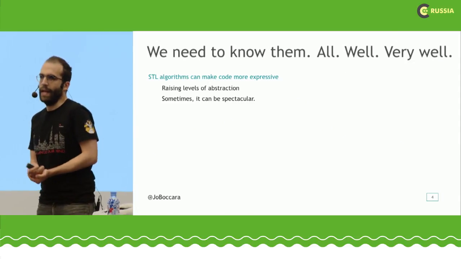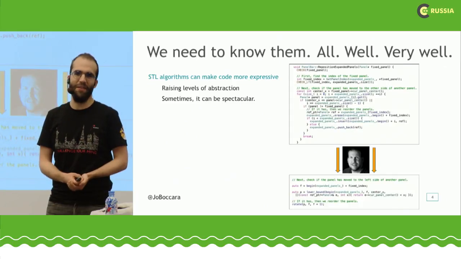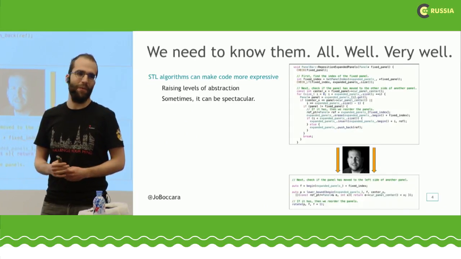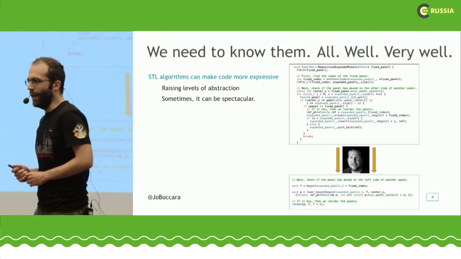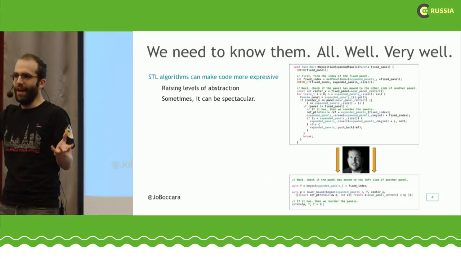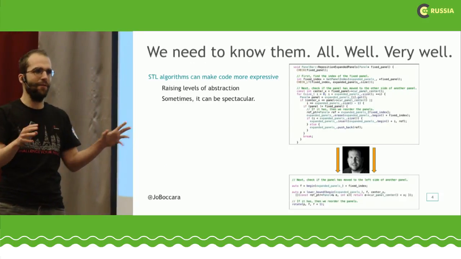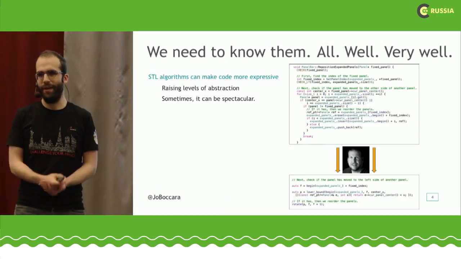Other than that, it can be spectacular, the changes that algorithms make in code. You may have seen that talk from a couple of years back from Sean Parent, which was called C++ Seasoning, where he took a chunk of complicated code and managed to refactor it into just a couple of lines, very readable, just by picking the right algorithms.